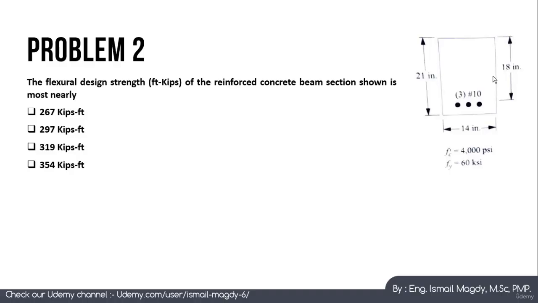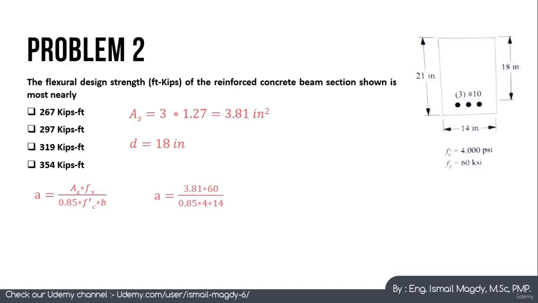So in order to start solving this problem, we will start first by calculating the area of steel. We have 3 bars multiplied by 1.27, which is the area of the number 10 bar. You can easily find this in the table in the reference book. It equals 3.81 square inches, so this is the total area of steel, As. After that, we have d as a given, which is 18 inches, because this is the distance between the top of the beam till the mid of the steel reinforcement. So we can just apply the equation a equals As multiplied by fy over 0.85 f'c multiplied by b. We have all of these parameters now.